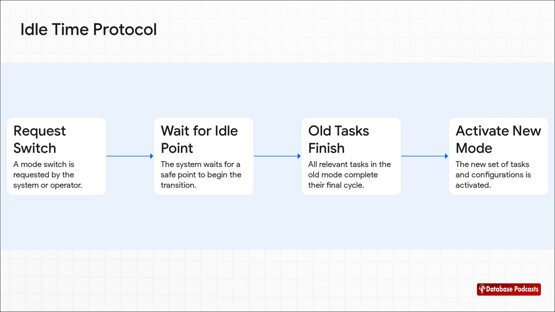And yeah, the process is exactly as patient as it sounds. Someone requests a switch, but the system doesn't just jump. Nope, it waits for what's called a safe idle point. It lets all the old tasks finish up what they're doing, and only then does it fire up the new mode. The top priority here is stability, not speed.